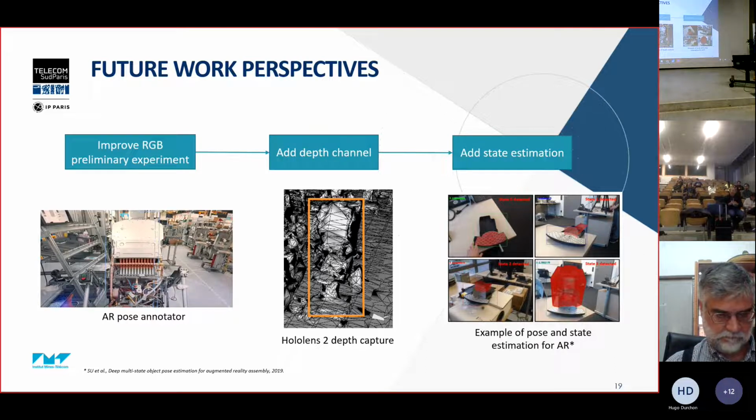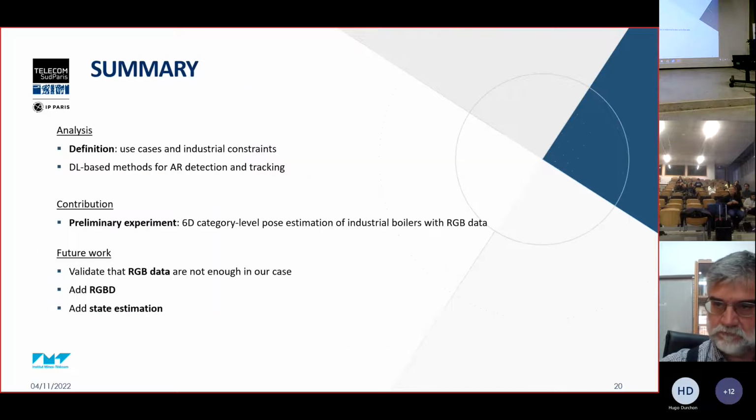So to do the full use case. To my knowledge, I have only found one article applying pose estimation and state estimation in augmented reality. You can see on the right images, the idea here is to do assembly, but of a simple coffee machine. And here they are able to do the pose estimation and detect errors. So we want to do the same thing, but with our boiler, which is more complex, with more assembly states and in a dynamic environment.